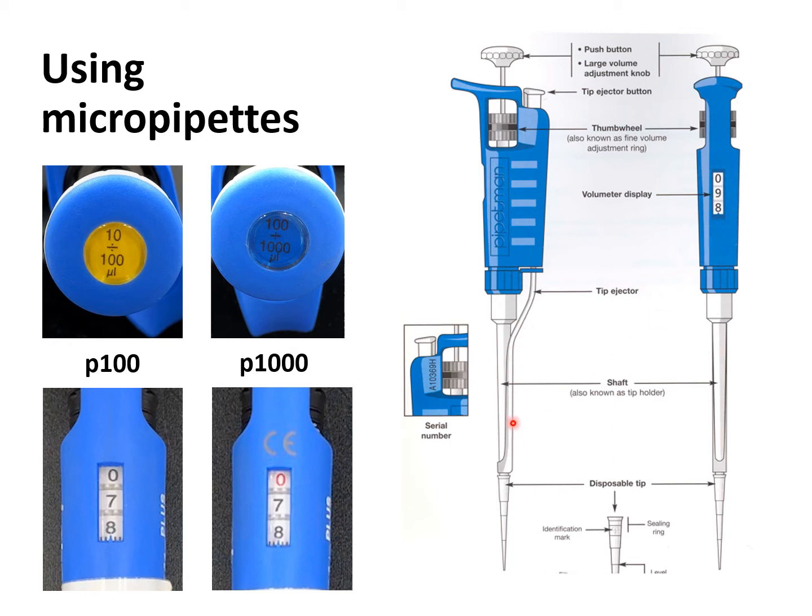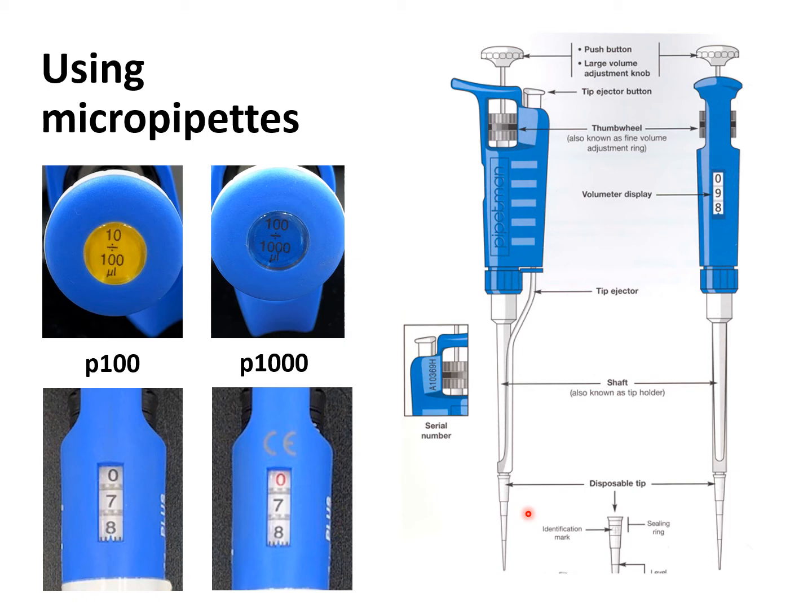Now, right here, this is the shaft of the micropipette. Down here, we place a disposable tip. Now, you must place a disposable tip before you draw up any fluid. If you forget to place your disposable tip, you are going to damage your micropipette. So it's extremely important that before you draw up any fluid, you must place a disposable tip.